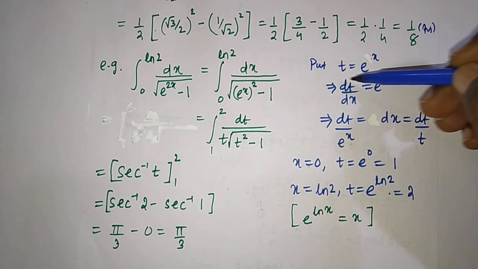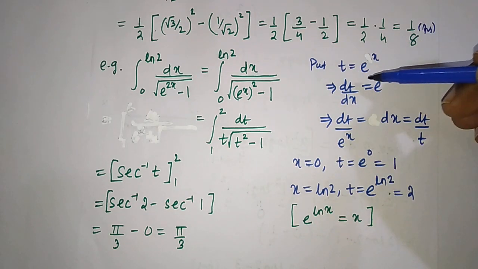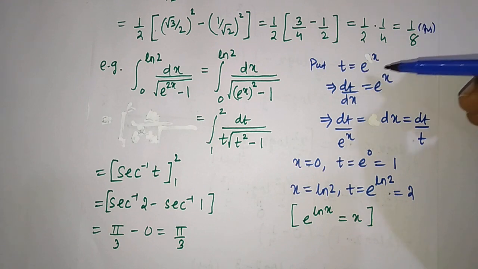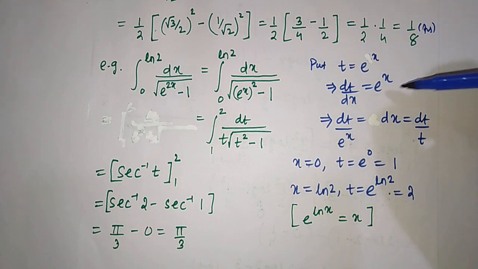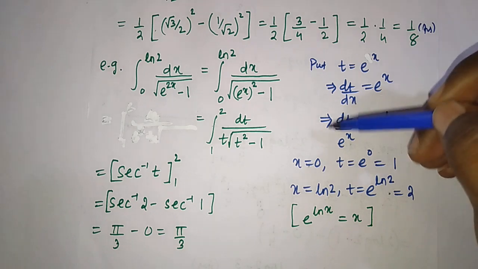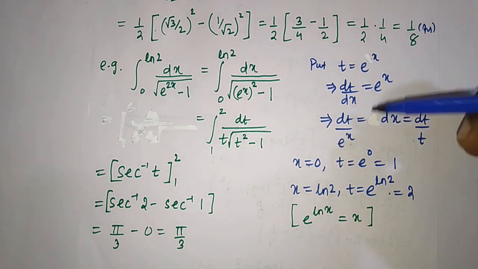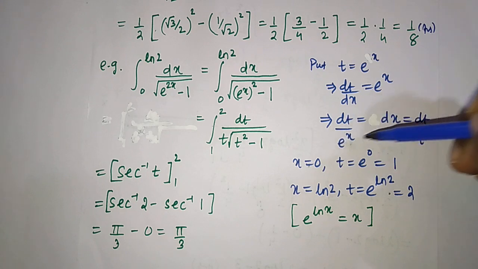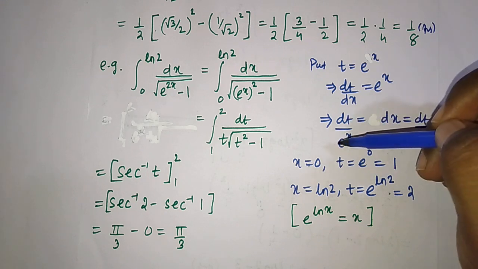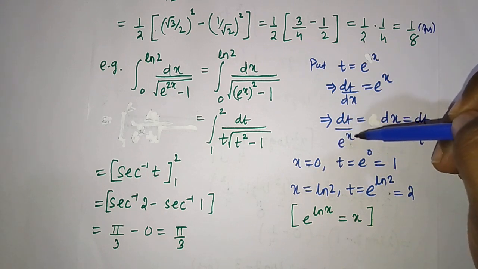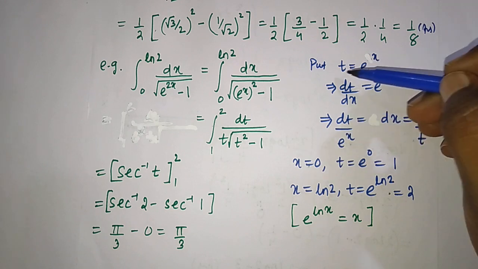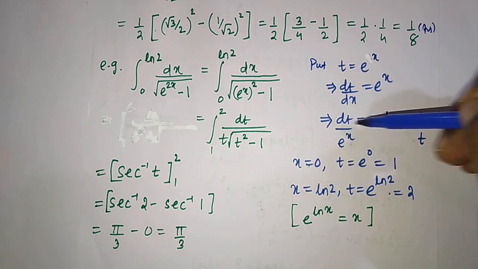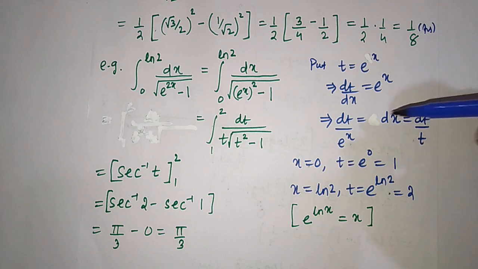See here, we will substitute t equal to e to the power x. If t equal to e to the power x, its derivative is also e to the power x. So we have got dt by e to the power x equal to dx. If we interchange these two terms, dt by e to the power x is equal to dx, and we have taken this e to the power x as a t. So it will become dt by t. So dx is equal to dt by t.